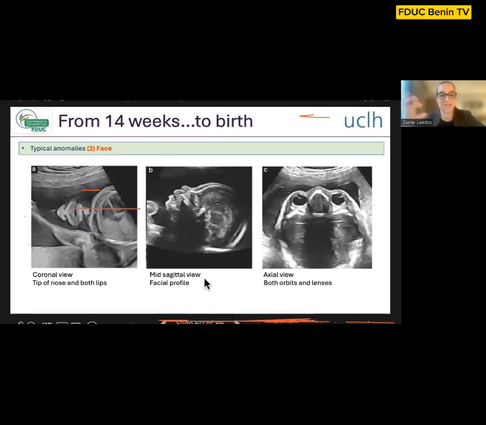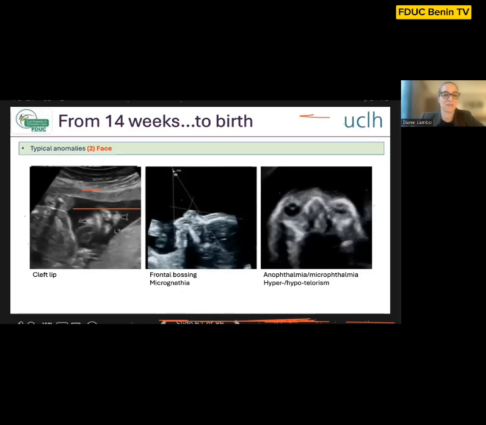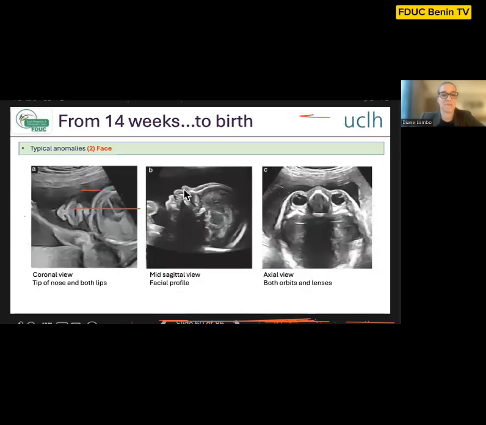You've got your mid-sagittal view, which is looking at the facial profile. So no evidence of frontal bossing. The forehead is in line with the rest of the face. You can see the nasal bone, and again, no evidence of micrognathia. And then you've got your axial view of the face, looking at both orbits. You can see that whitish discoloration here on both sides is the lens.